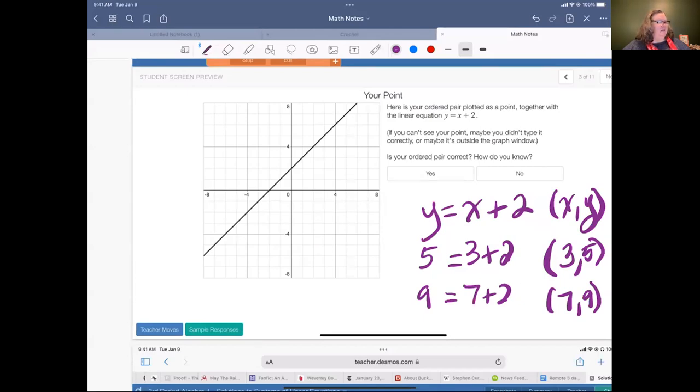And what I'm noticing as I go down through, I'm seeing Ben has 0, 2, Francis has 1, 3, Arish has 6, 8. All of them, whatever you put in the X, your Y was 2 more because that was the equation we were working with, where X plus 2 equals Y. So we move to slide 3.